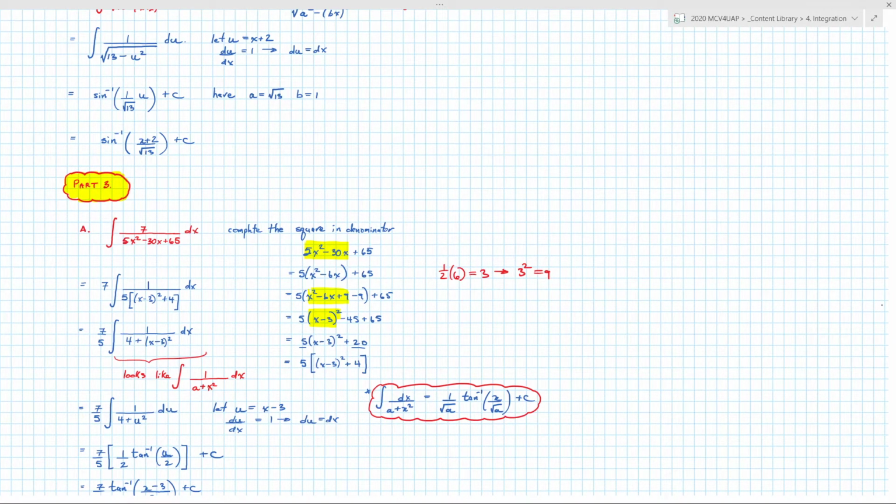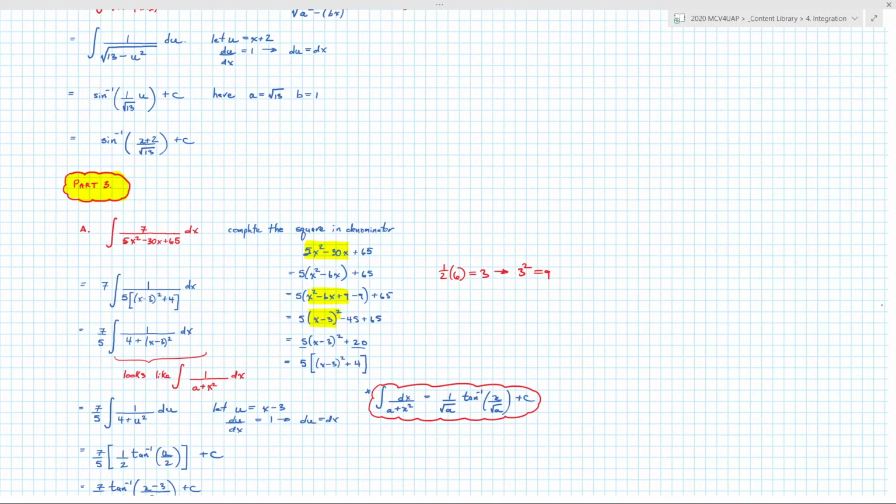Problem is, it's not just x squared, it's x minus 3 squared. So I've got to do a substitution just like I did in part 2, those two examples in part 2 of this lesson. Okay? So I let u equal x minus 3. du by dx is 1, which means I can replace the dx with du. And my integral becomes 7/5 integral 1 over 4 plus u squared.